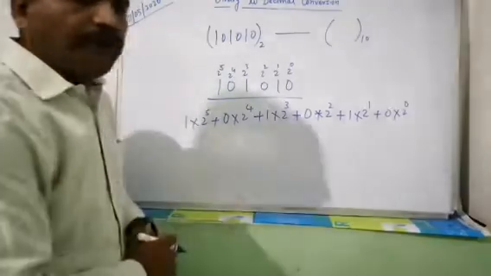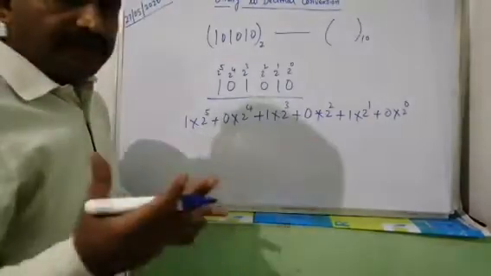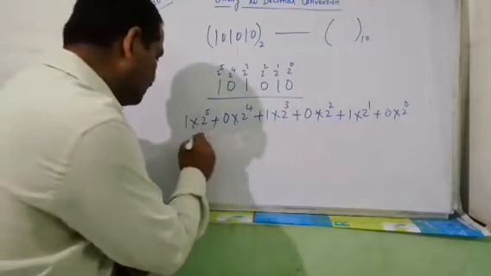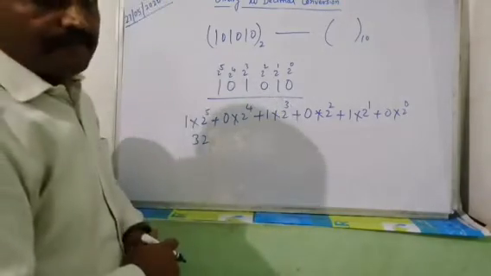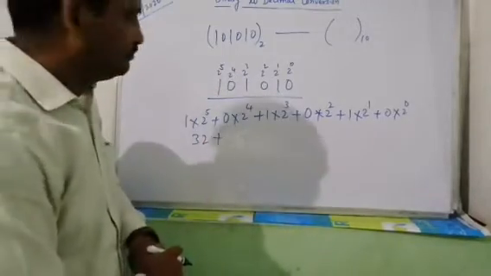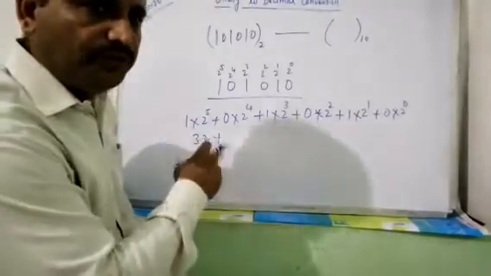Now 1 into 2 to the power 5. What will be the calculation? My mathematics is very weak, so I think this should be 32, plus 0 into 2 to the power 4. So 2 to the power 4 will be 16, but 16 into 0 will be 0.